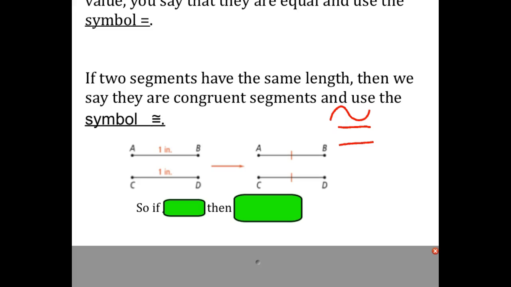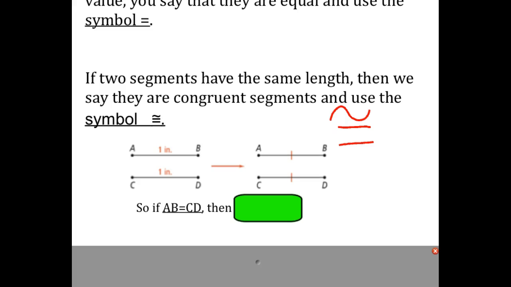Okay? And so here's the difference between when we would use equal and when we would use congruent. In this first set of segments, AB and CD, we're told that they're both 1 inch. In that case, we know how long they are, and so we would say that AB equals CD. Their measures are the same.